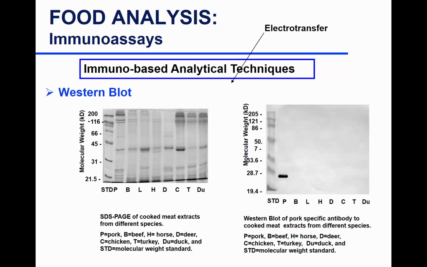So this is just an example application where you have different types of meat proteins loaded, and then to identify, let's say, pork protein, this was transferred onto the membrane and incubated with an antibody specific for pork, and nothing else bound, just that single point that you see, indicative of the presence of a specific protein in pork. Okay, so that's that for immunoassays.